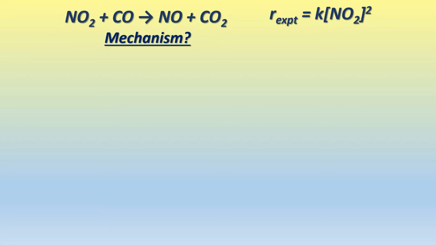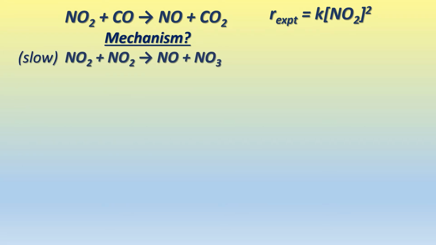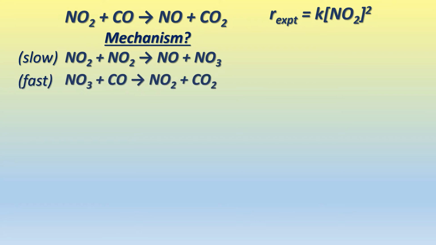So the following mechanism is proposed. A two-step mechanism where at first NO2 reacts with NO2 to make NO plus NO3. Since NO3 is unstable, this step is relatively slow. Also, since NO3 is unstable, if it does form, it will immediately react with carbon monoxide to give you NO2 and carbon dioxide.